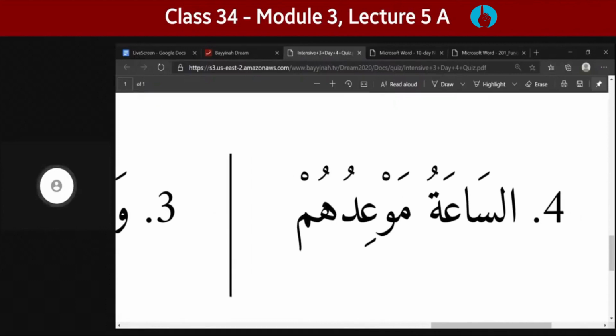As-sa'atu maw'iduhum. Maw'iduhum is an idafa. As-sa'atu is just by itself. As-sa'atu is not connected to anything, right? So we use break in the chain. Maw'iduhum doesn't have any relationship. It's not connected to as-sa'a. So the word is would come after as-sa'a. As-sa'atu is maw'iduhum.